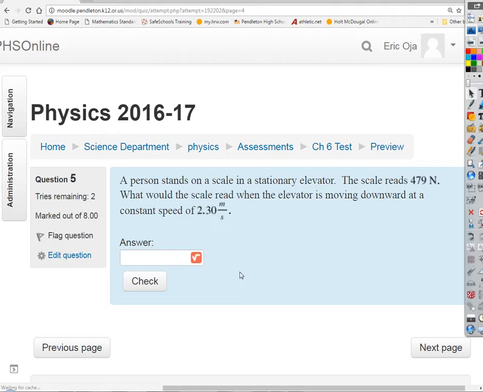If the elevator were cruising along at constant speed moving upward and it decelerated, that would mean a net downward acceleration. So your weight would have to exceed the normal force, and the scale reading would be less than your weight. But in this case, it's moving downward at constant speed, no acceleration, so they should still be in equilibrium. So the answer is 479. Good, so far so good.